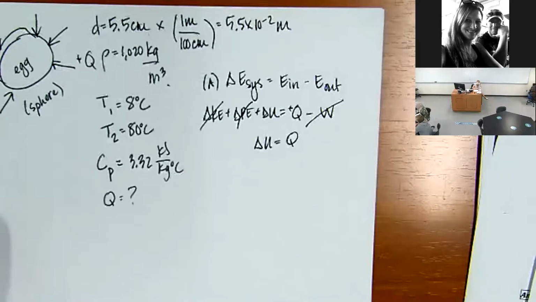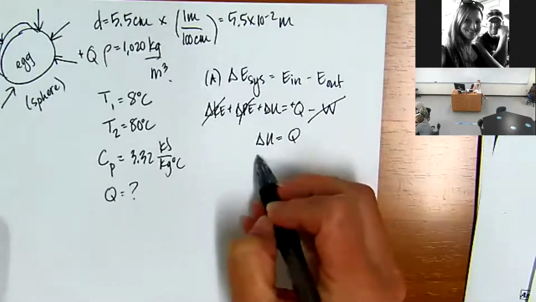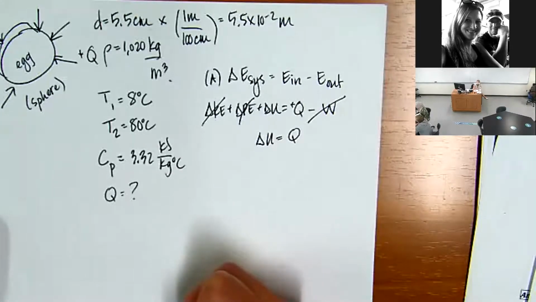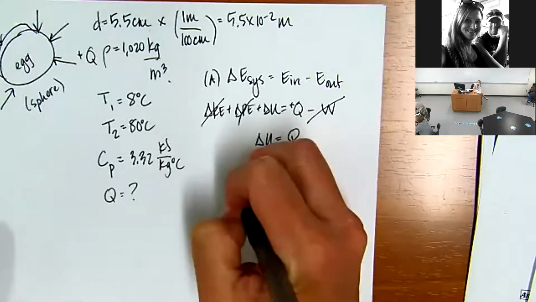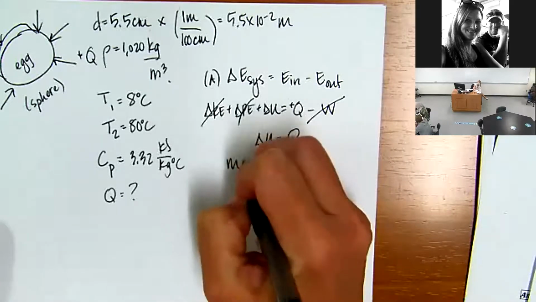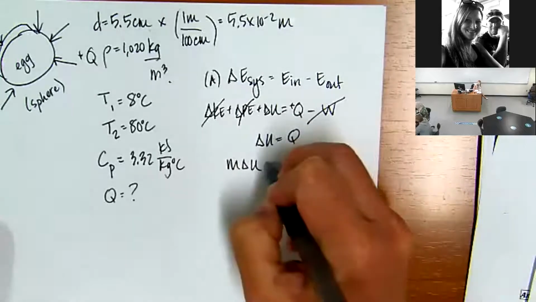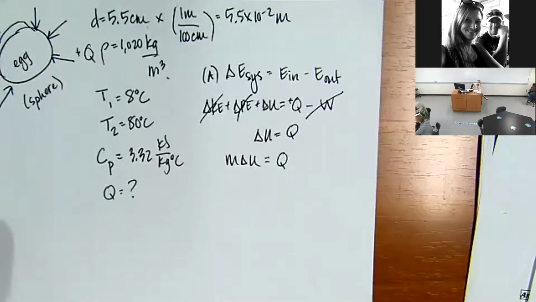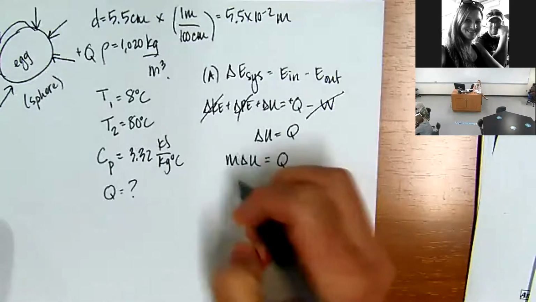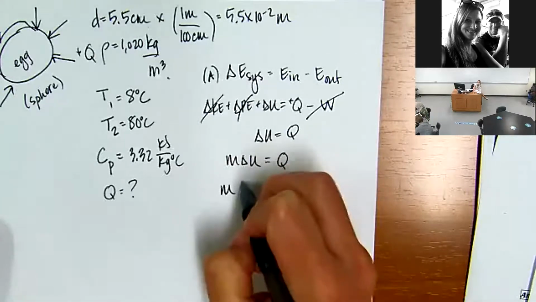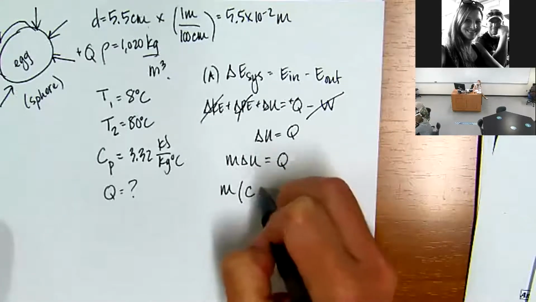I know from question 1 and from work that we've been doing this week that I can change my change in internal energy into the equation of M times specific internal energy is equal to heat. And then my specific internal energy here, I can convert into C delta T.